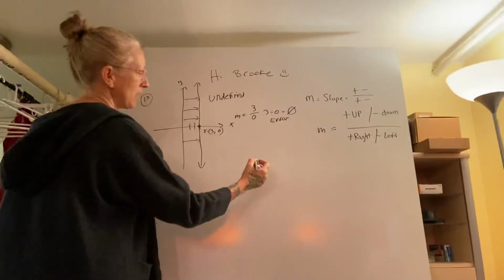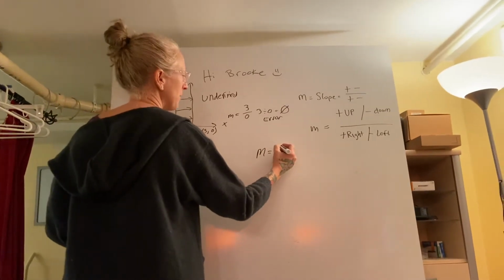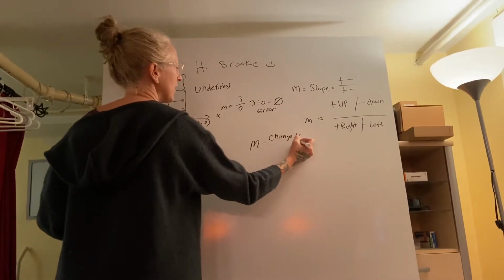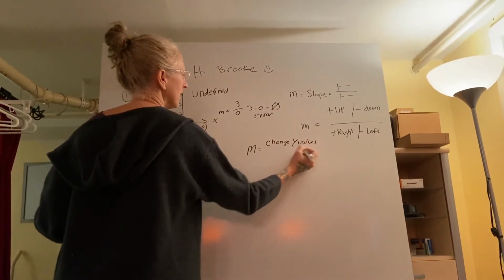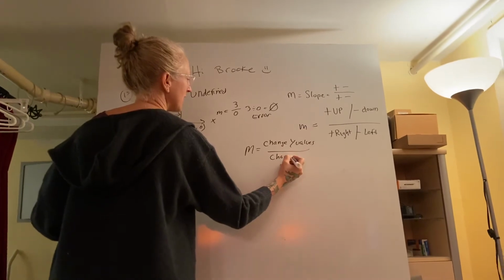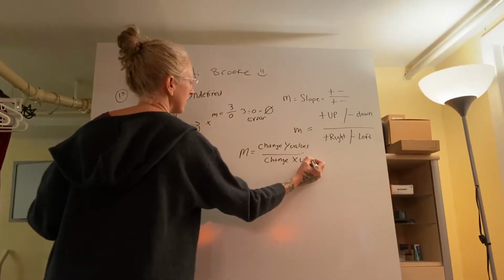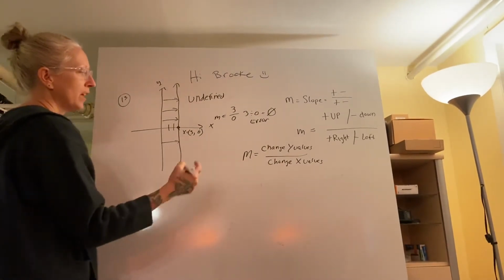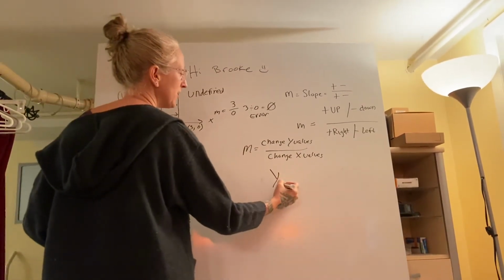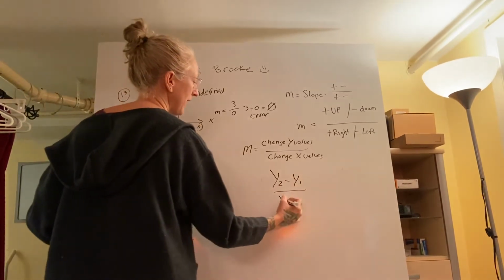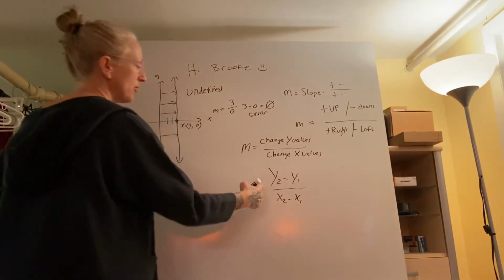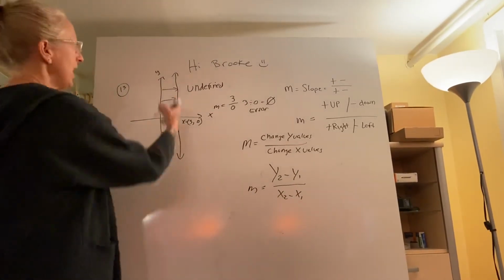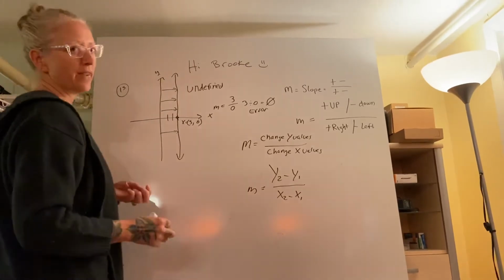And the official formula for slope is the change in your y values divided by the change in your x values. Okay, so that's the formula for the slope. You've also seen it like y2 minus y1 divided by x2 minus x1. Those are just your coordinates. I hope I'm not confusing you, but when it's a vertical line, the slope is undefined, okay?